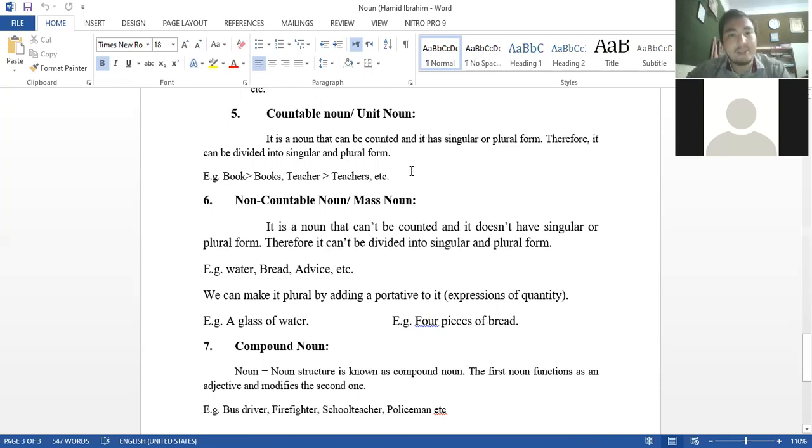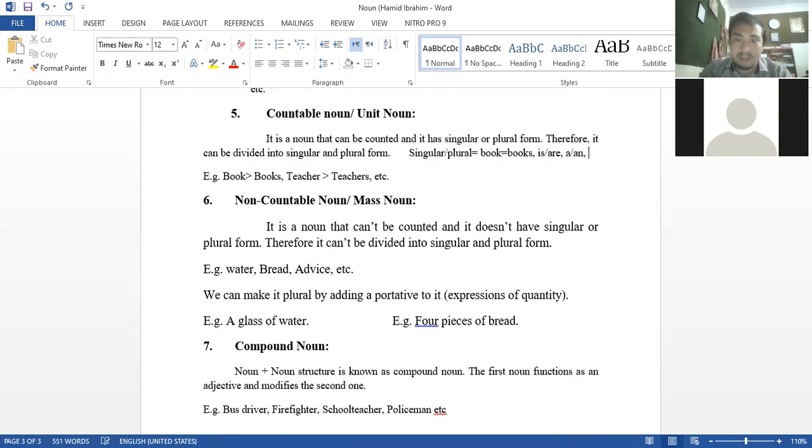Countable noun. The second name is unit noun. Remember, in countable noun, those nouns we can count easily, and this is also called unit noun. Remember, you can make it singular and as well as plural. For example, you can say book, so it becomes books. It means you can make a plural. Simply, you can use is and as well as are. For example, there is a book or there are books. In the same case, you can use a: there is a book, there is an apple.